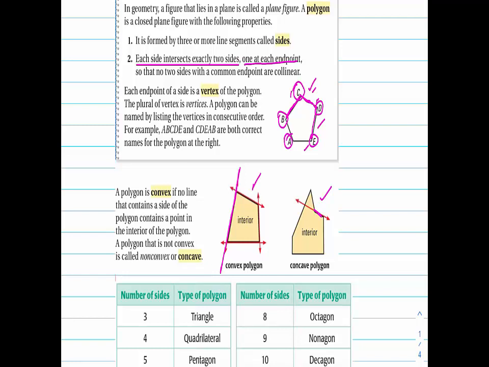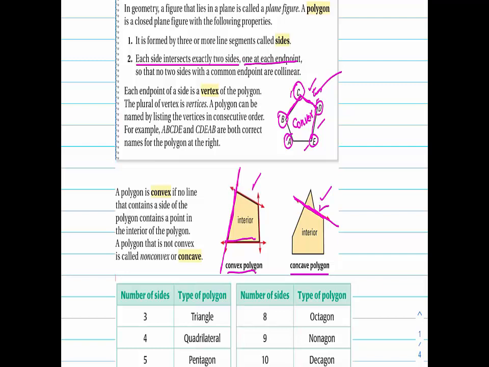Whereas, look at this one over here. Look at this side of this one. This is a polygon, but notice that this line right here that contains this line segment, it passes right through the interior of that polygon. When that happens, we talk about that polygon being concave. When we have one like this, it's convex. So this one up here, this one is concave, or convex. Okay? So we have concave and convex.